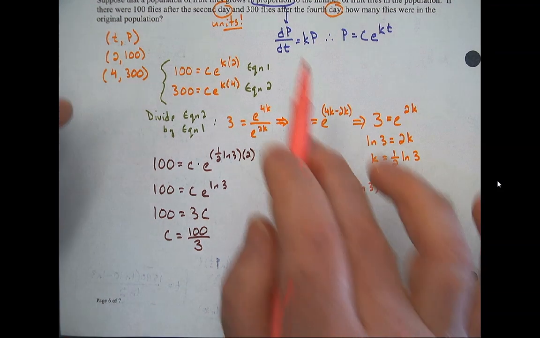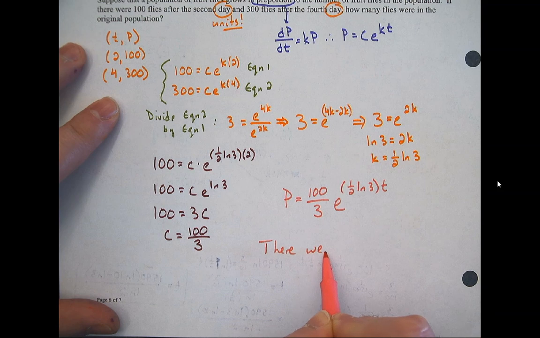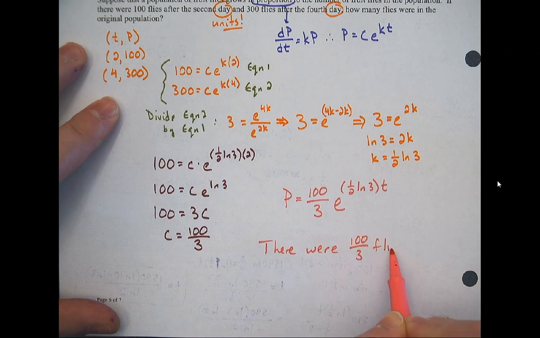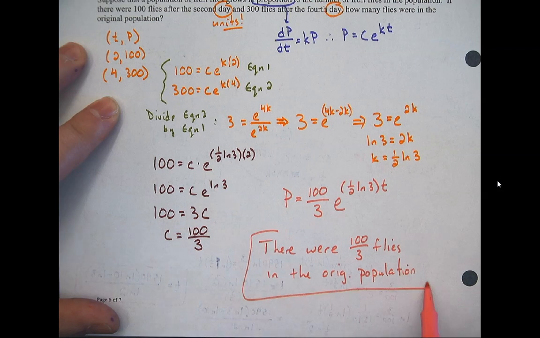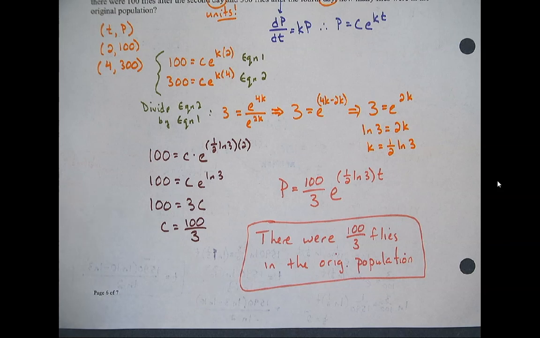So what's the actual answer? The question is, how many flies were in the original population? There were 100 over 3 flies in the original population. That makes no sense considering you can't have 1/3 of a fly. But let's ignore that. I think we might have to make an adjustment, but let's pretend like it didn't.